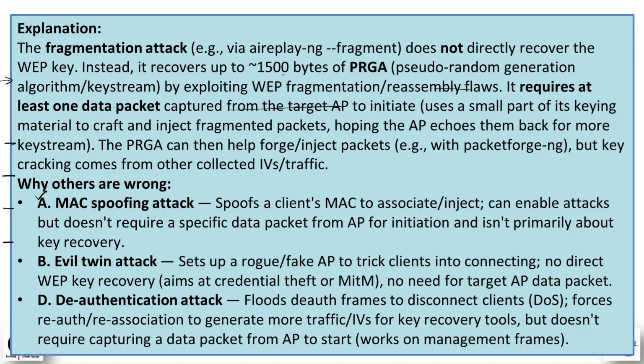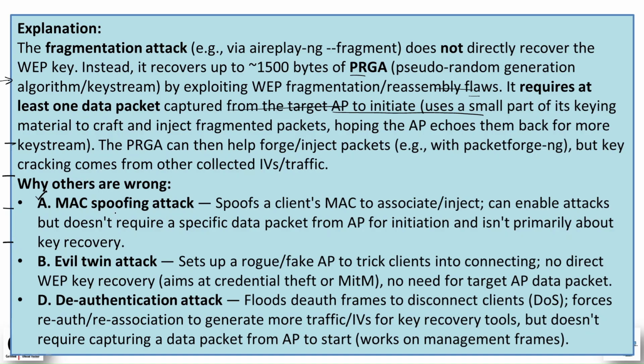Instead, it recovers up to 1500 bytes of PRGA, that is pseudo random generation algorithm, key stream, by exploiting WEP fragmentation reassembly flaws. It requires at least one data packet captured from the target AP to initiate, uses a small part of its keying material to craft and inject fragmented packets, hoping the AP echoes them back for more keystream. The PRGA can then help forge and inject packets, for example with packetforge-ng, but key cracking comes from other collected traffic.